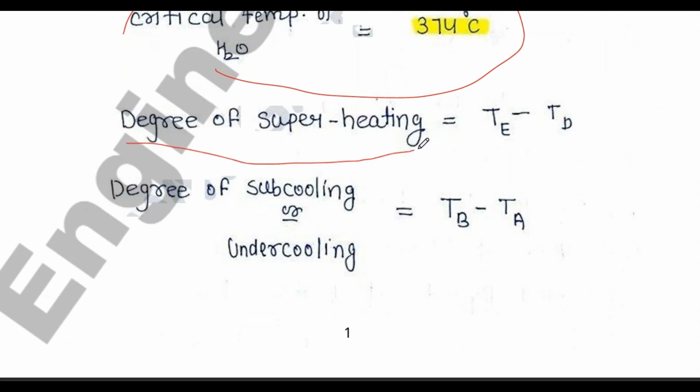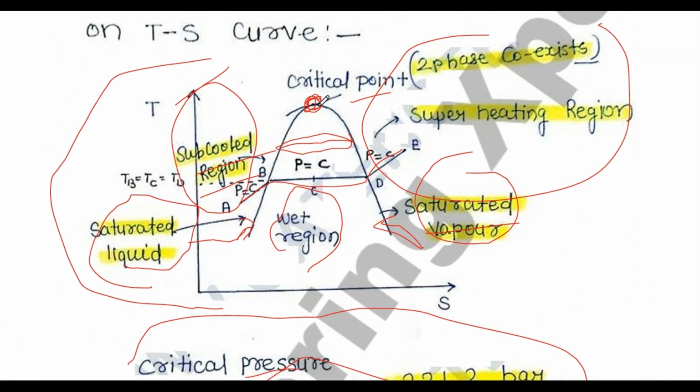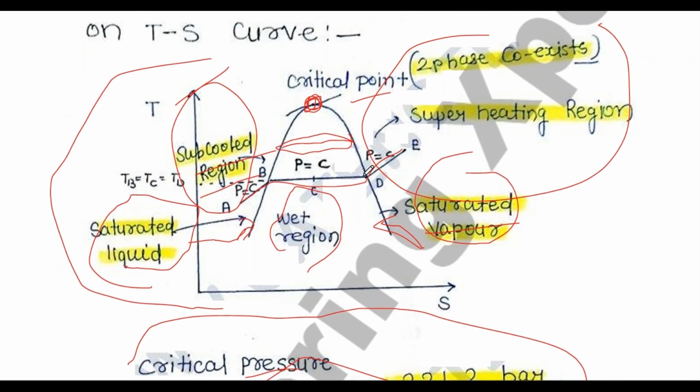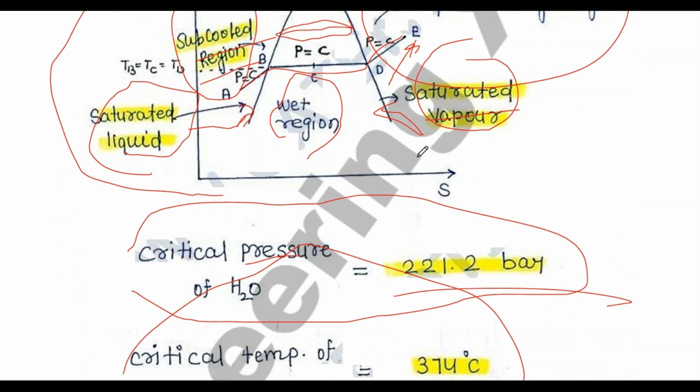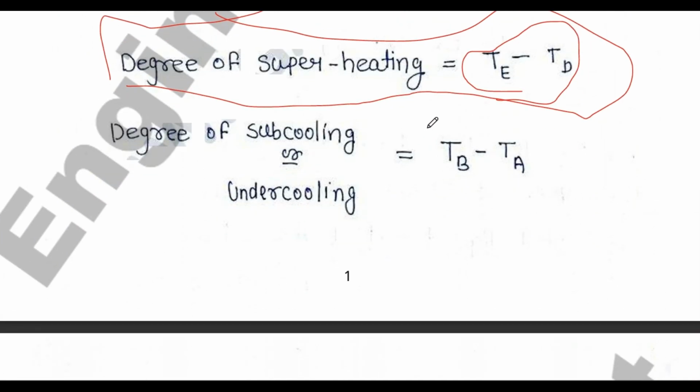One more term is the degree of superheating. This is the saturated vapor line, and at this line all the water is converted to vapor. If you go beyond this point, suppose from point D on the saturated vapor line you go to point E, then this increase in temperature is called the degree of superheating.